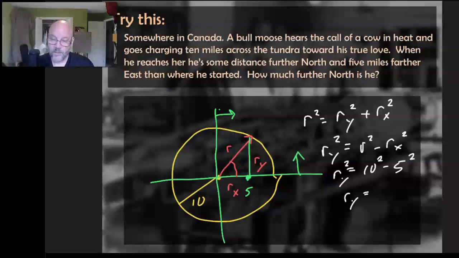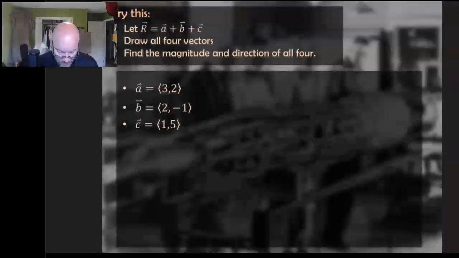So I've got 100 minus 25. That's the square root of 75, which is basically 8.7 miles. So we're 8.7 miles further north. So anyway, vectors are handy in that respect. Now let me show you one more thing with vectors, then we'll be done here.